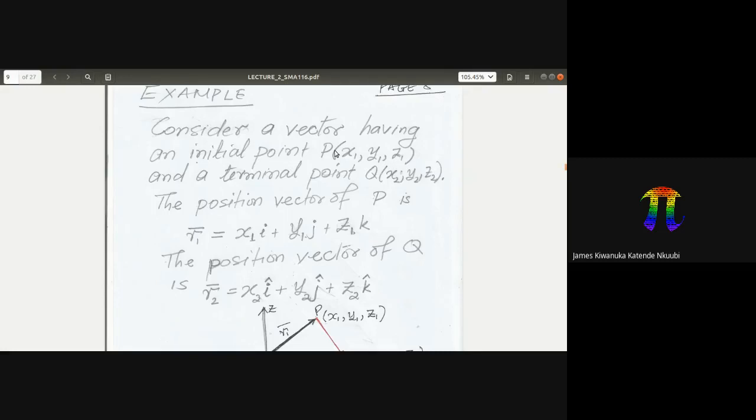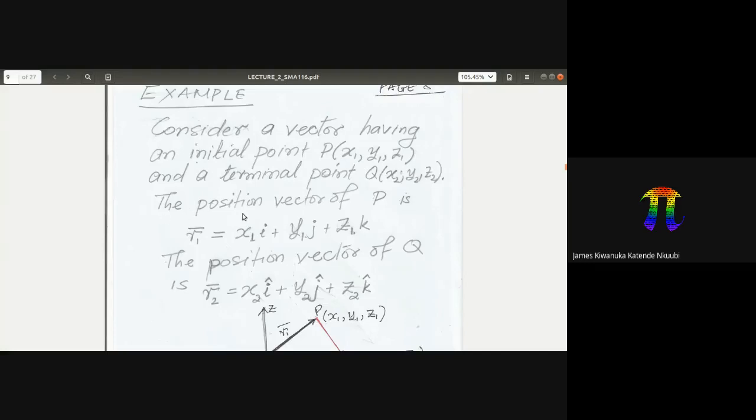So sometimes you have vectors whose initial point is not at the origin, and then you need to work out the position vector for such a vector. So here we consider a vector which has an initial point P and a terminal point Q.